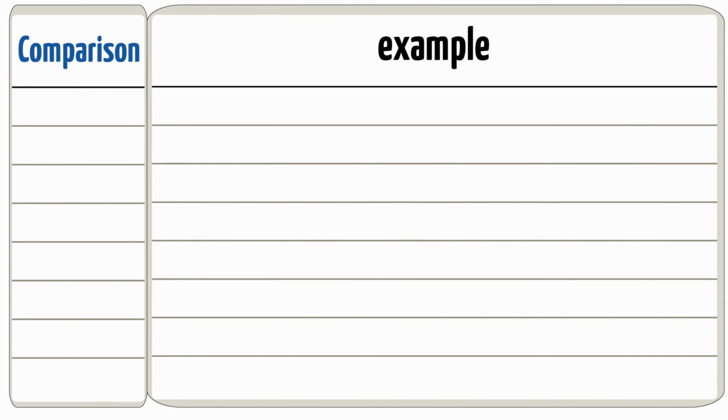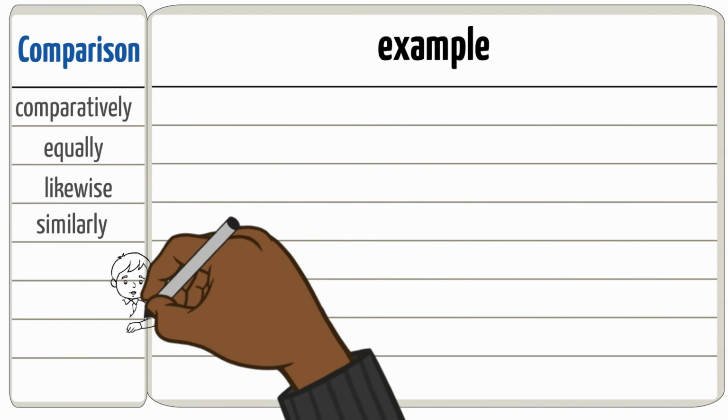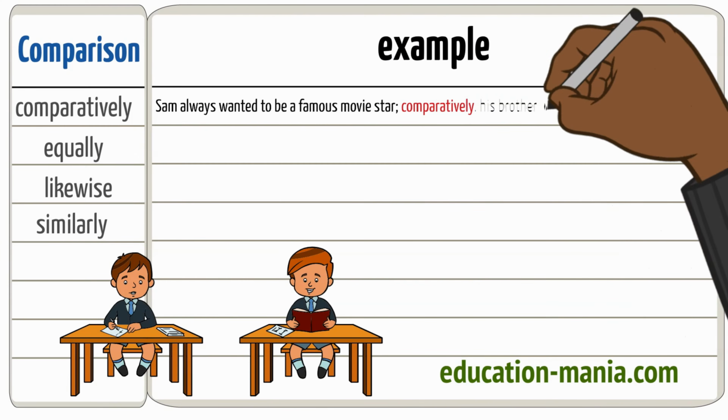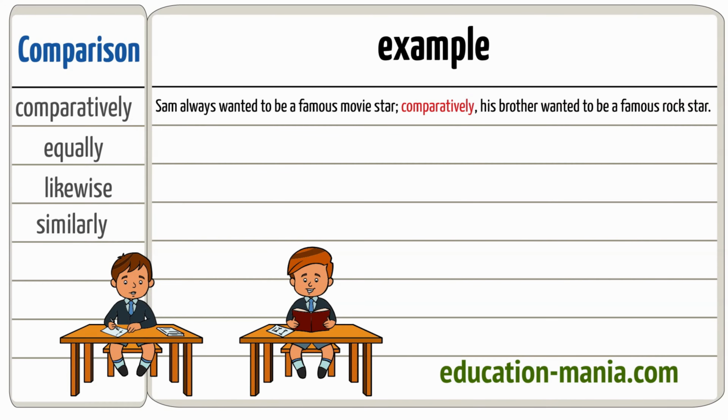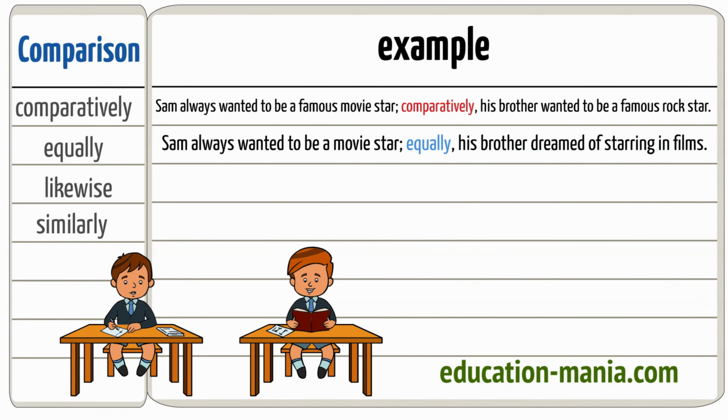Comparison examples. Sam always wanted to be a famous movie star. Comparatively, his brother wanted to be a famous rock star. Sam always wanted to be a movie star. Equally, his brother dreamed of starring in films.